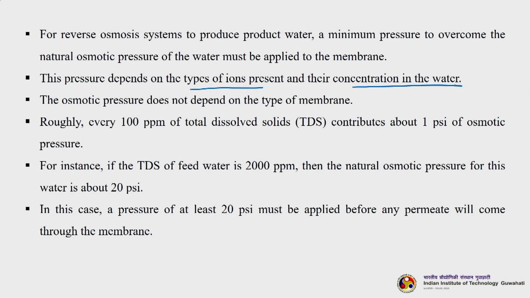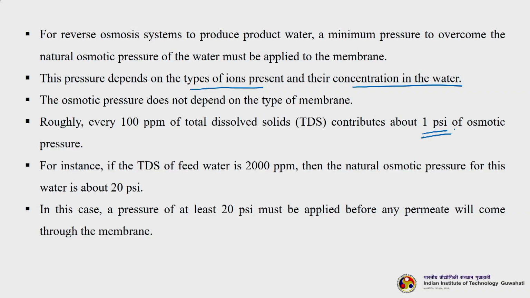As I was just mentioning, please do not think that whenever desalination of seawater or brackish water is happening, it is only sodium chloride. There is so much magnesium, calcium, chlorine, biofoulants, and many other ions of smaller and bigger sizes also present. So, the pressure we apply obviously depends on the types of ions present and their concentrations in the water. Osmotic pressure does not depend on the type of the membrane. This is also very important to understand.